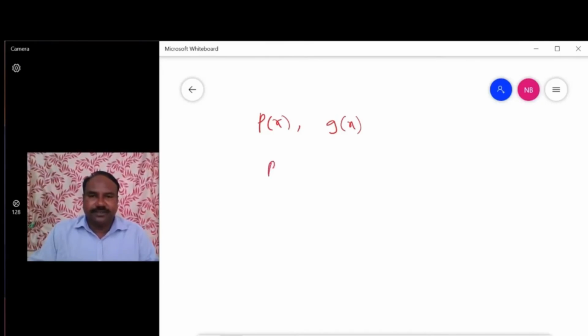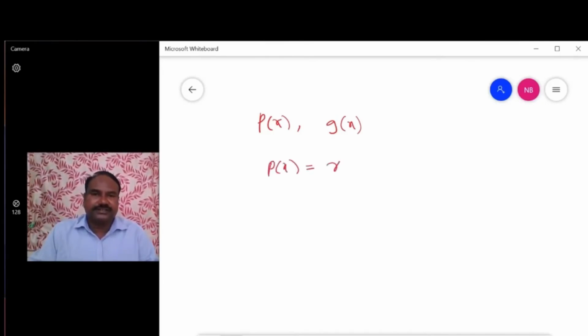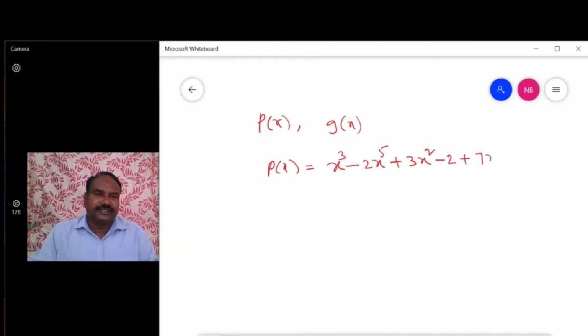For example, if p of x is given like this, let us suppose x cube minus 2x power 5 plus 3x square minus 2 plus 7x. Here the given polynomial p of x is not in descending order of the degrees of the monomials: 3, 5, 2, and here 0 and 1 like that are the degrees. So we have to write them in descending order of their powers, nothing but degrees.